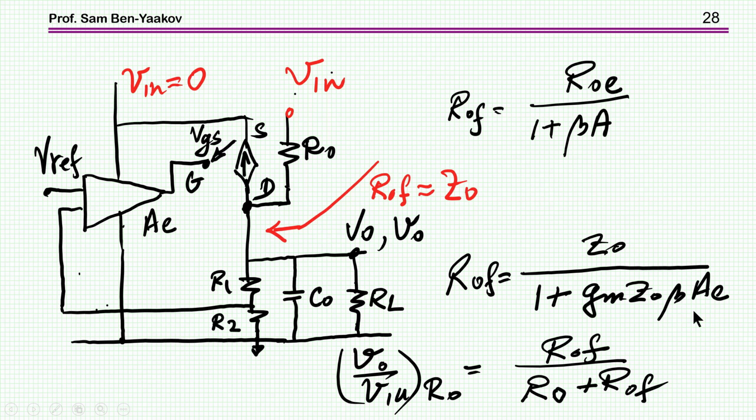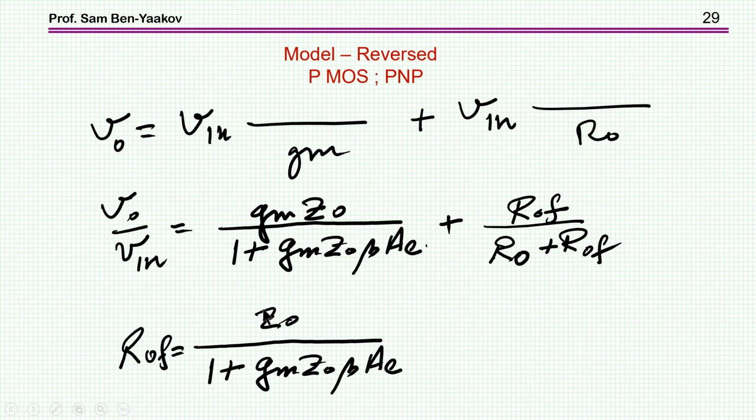Now what 1 plus beta A is, we know. So what is the output impedance without feedback? Well, it is just this impedance here, Z out. So the output impedance of this circuit with feedback is Z out over 1 plus GM Z out beta AE, and the actual injection will depend on this voltage divider between R out and the impedance here. Here it is. So this is the injection into here. So this also comes out to be fairly simple.